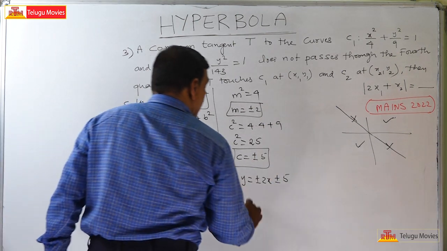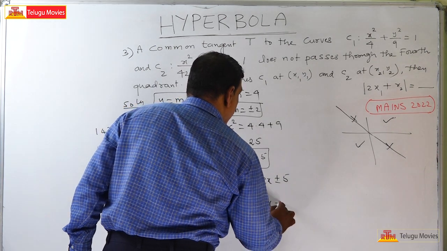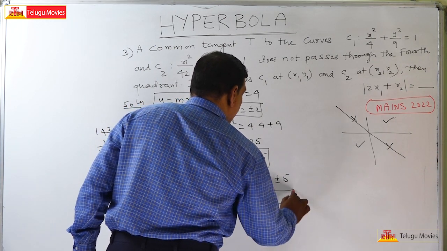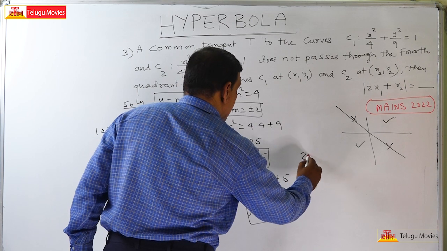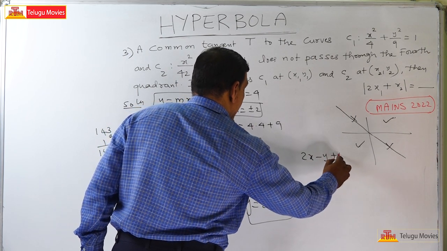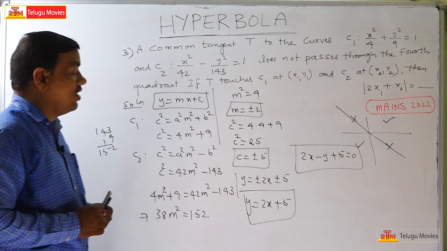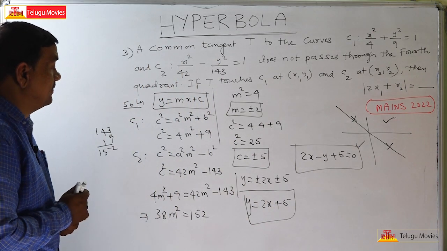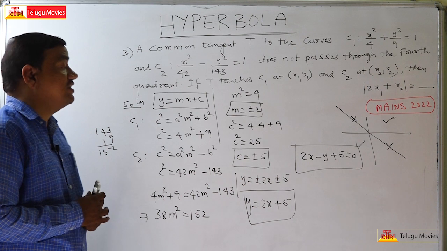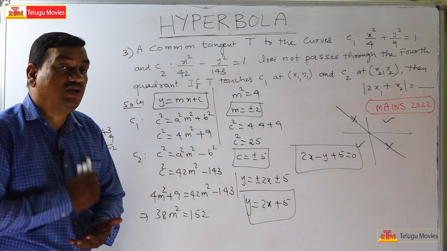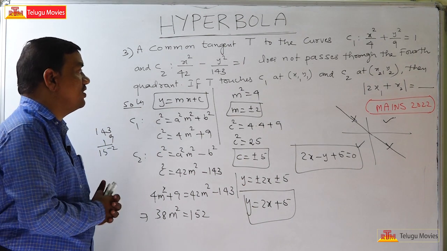Therefore, we can take this as 2x plus 5. Otherwise, we can write it as 2x minus y plus 5 is equal to 0. So this is the equation of the common tangent. 2x minus y plus 5 is equal to 0 is the equation of the common tangent. Okay, up to that we got.